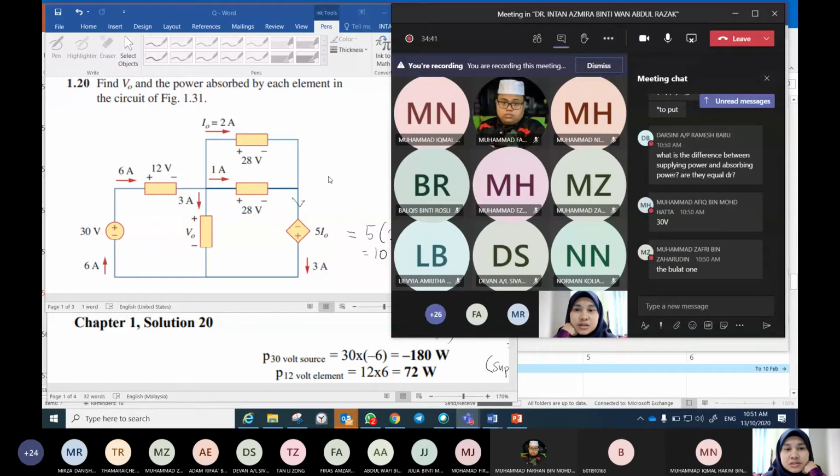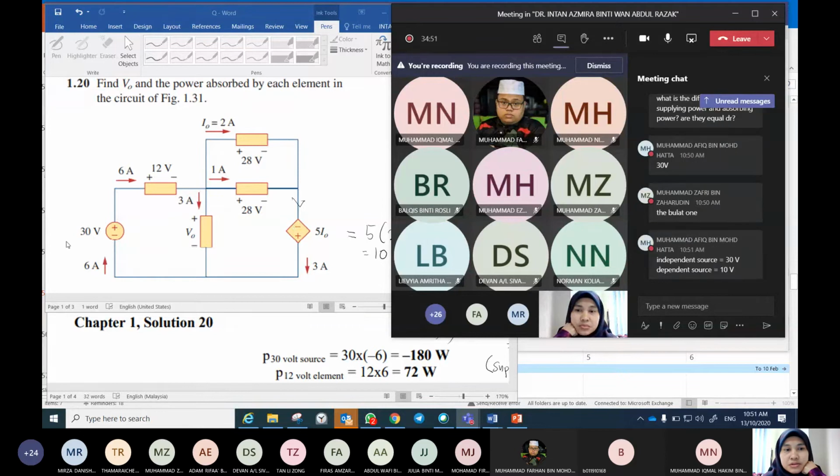So now in this circuit we have two power sources, this and this. Both elements are supplying power. The rest, the rectangle shapes here, we have 4 rectangle shapes. We assume that these are resistors. So all the 4 resistors here are absorbing power. Supplying and absorbing are not equal.